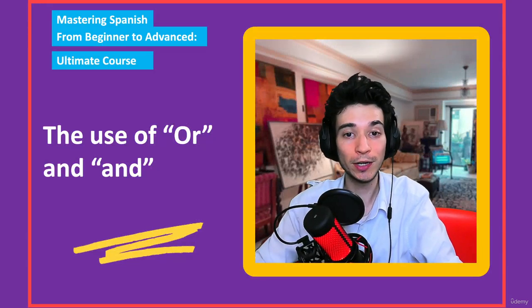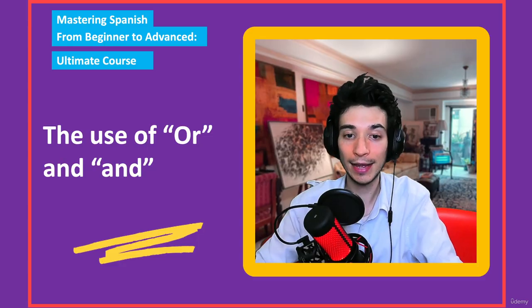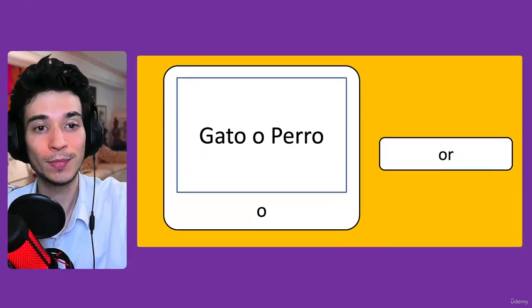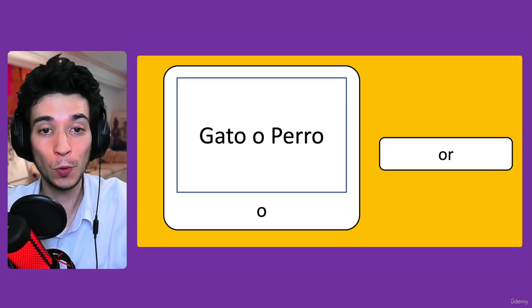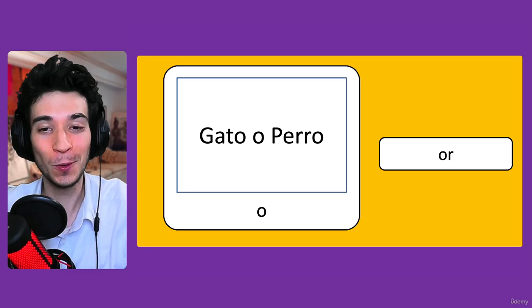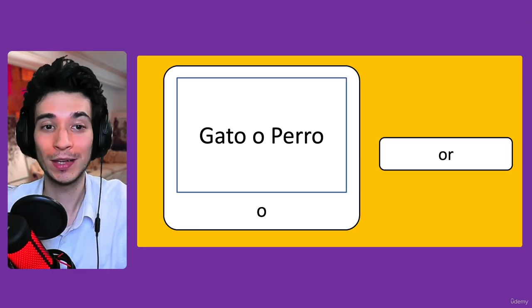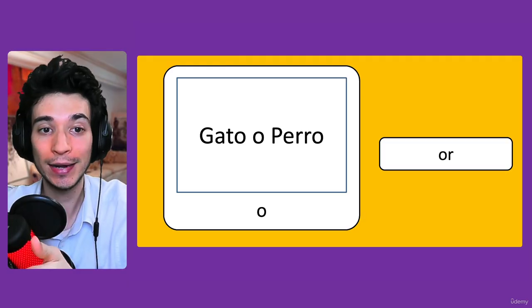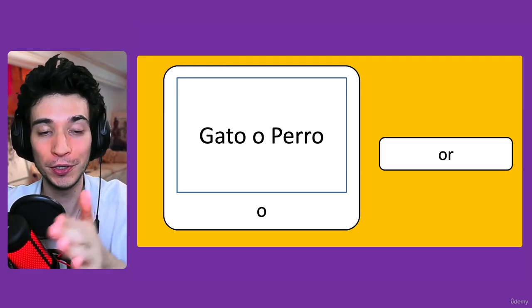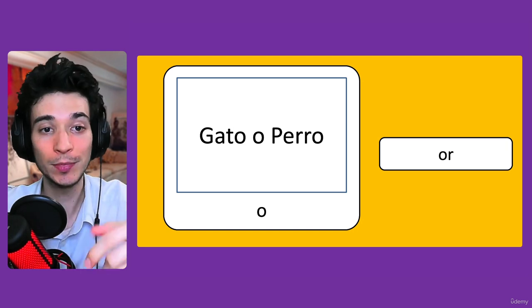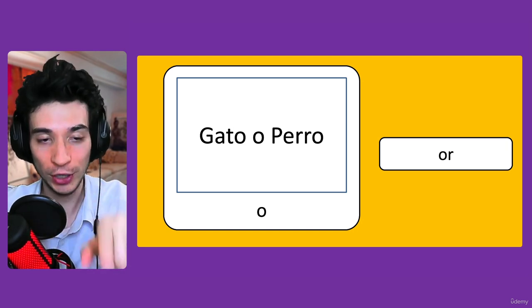Okay, so now we are going to learn about the use of "or" and "and" in Spanish. So let's give it a try. The word for "or" is "o". So simple, or, o. So for example, gato o perro, cat or dog. But there are some times when o changes.